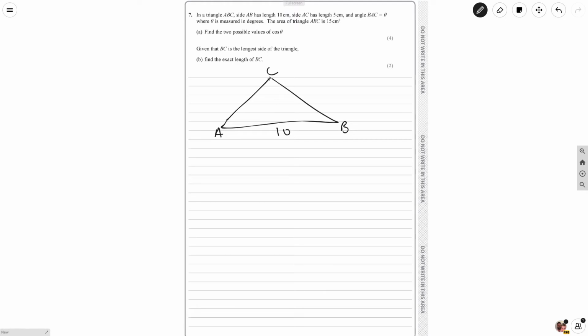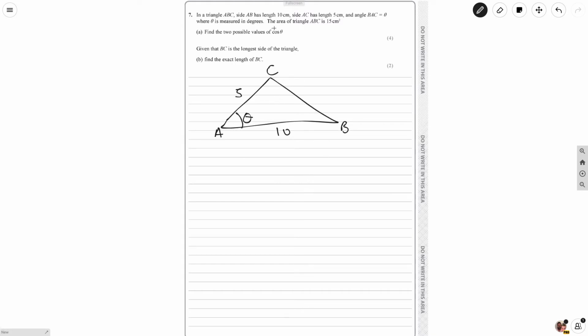AC is 5, and angle BAC, so that's this angle here, is just theta. Okay, so just take care that you've got it labelled up correctly, because it would affect whether you use the sine rule or the cosine rule, etc.